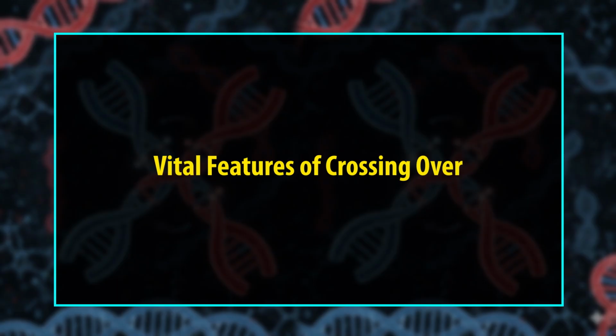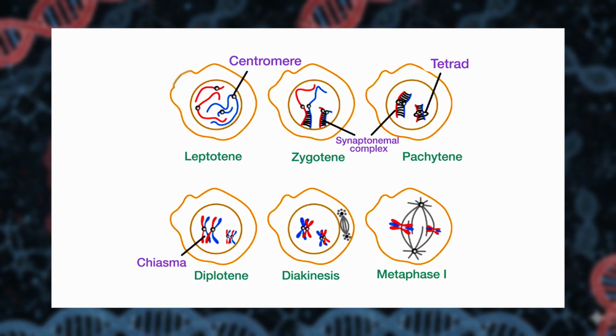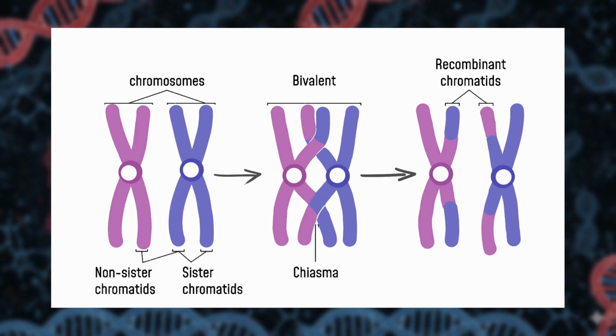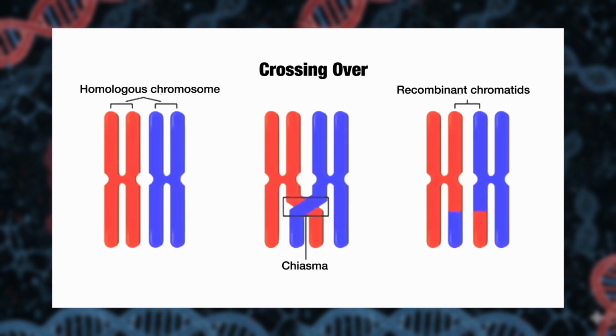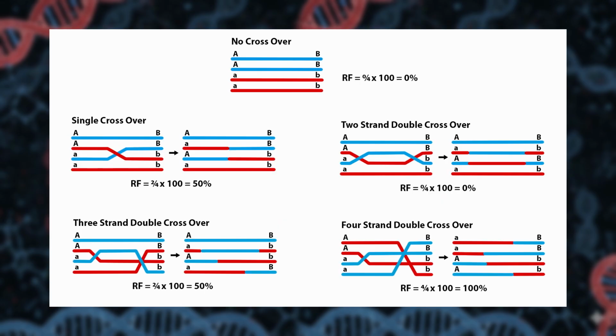Now moving on to vital features of crossing over. Crossing over takes place during meiotic prophase, that is, during pachytene. Each pair of chromosomes has 4 chromatids at the time. Crossing over occurs between non-sister chromatids. Thus, one chromatid from each of the 2 homologous chromosomes is involved in crossing over. It is universally accepted that crossing over takes place at the 4-strand stage. Each crossing over involves only 2 of the 4 chromatids of 2 homologous chromosomes.